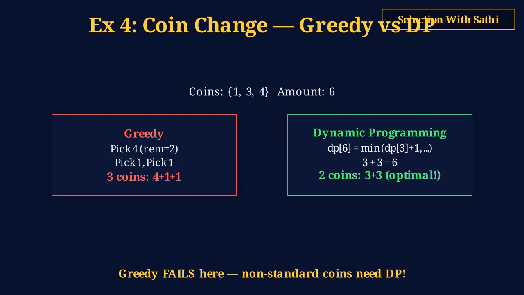But DP finds a better answer. 3 plus 3 equals 6 using only 2 coins. Greedy gives 3 coins, DP gives 2. Greedy is not optimal here. Why? Because these coin denominations do not have the greedy choice property. With standard denominations like 1, 5, 10, 25, greedy does work. This is a classic GATE question testing when greedy fails.